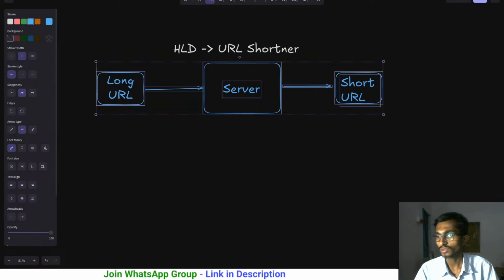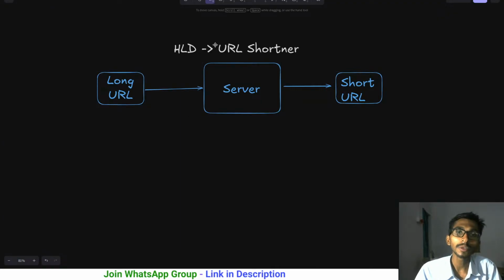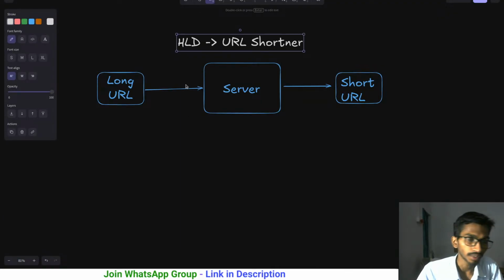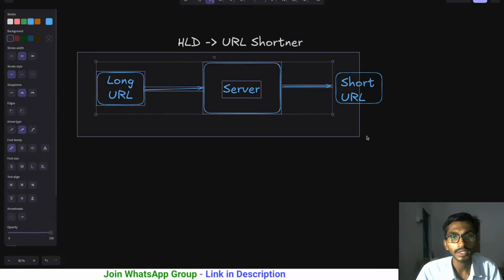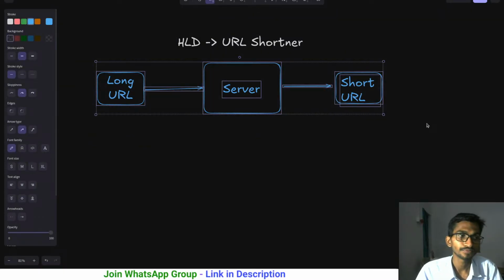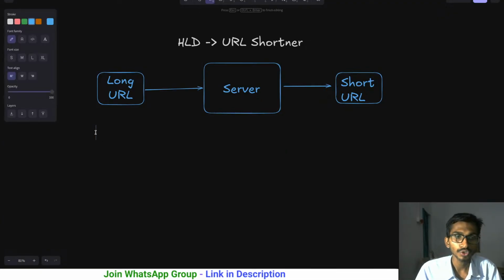We need to know a few things. First of all, how many people are going to be using our application in a day? Even keeping that aside, how many URLs? Because when you are building an app, before that you need to have an idea of exactly how many people are going to be using it. So let's have some questions. First of all, how many requests are we targeting?